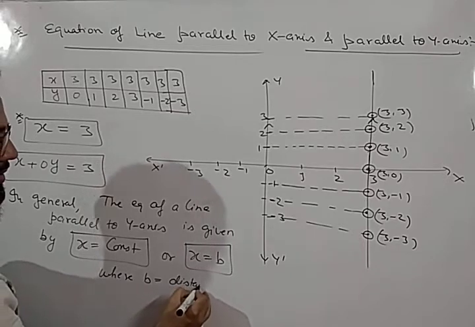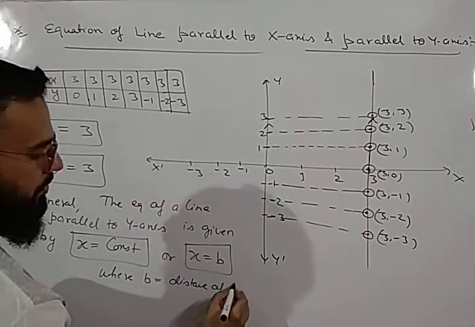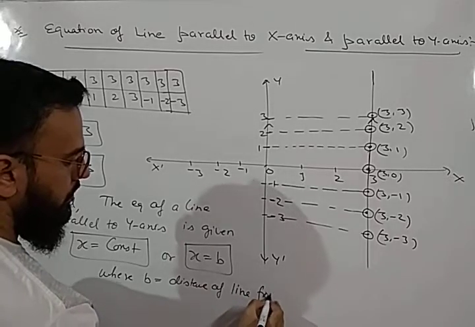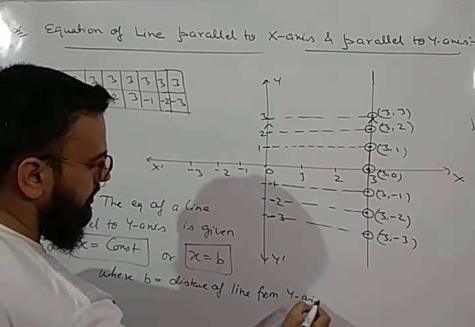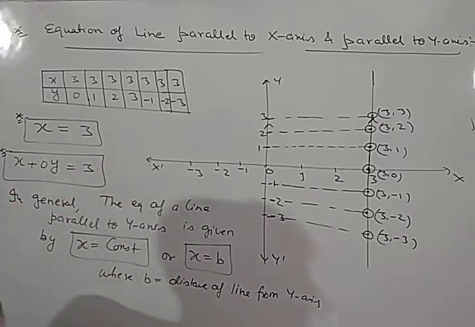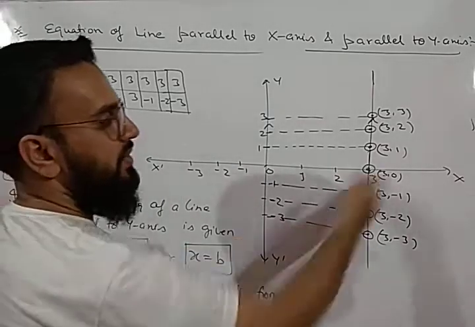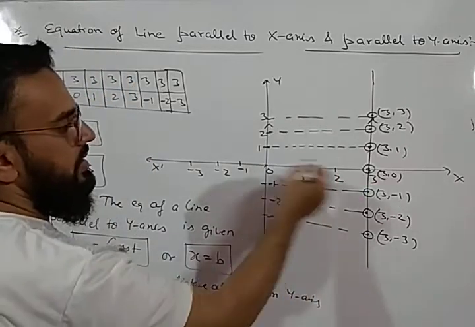Where b is equal to the distance of the line from y-axis. At what distance the line is passing from the y-axis, that is the point b. So if it is on the positive side, then the distance is plus 3.